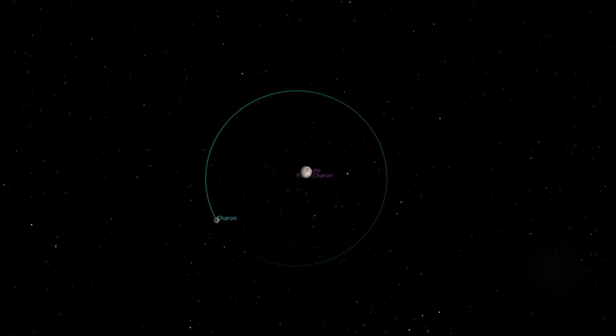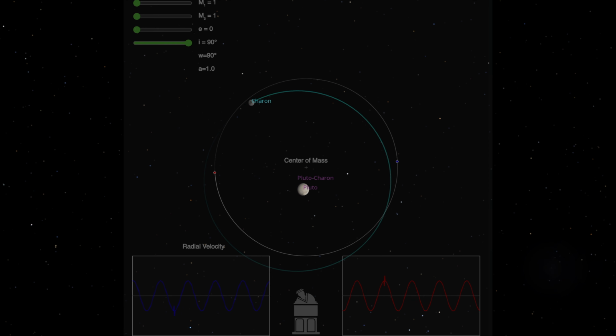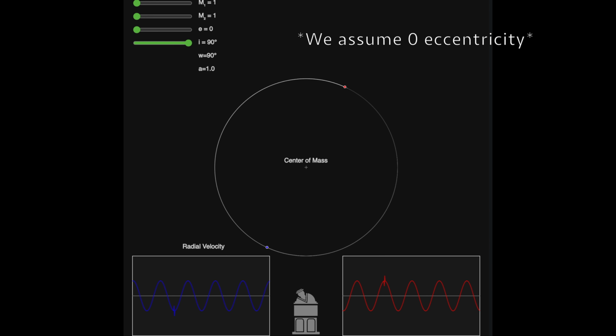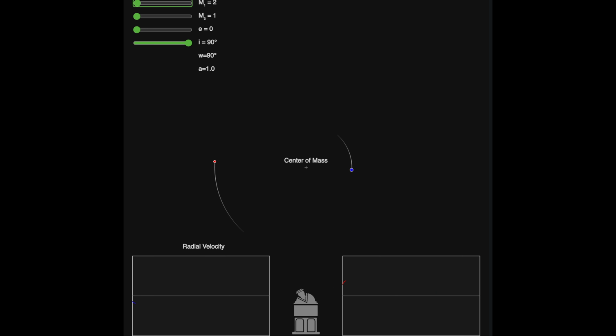Pluto and Charon orbit around a particular point above the surface of Pluto called the barycenter. Suppose we have two bodies that orbit each other, A and B, which have identical mass. The barycenter is then perfectly in the middle of the orbit. Then, as you increase the mass of object A, the barycenter will move closer and closer to the core of A.